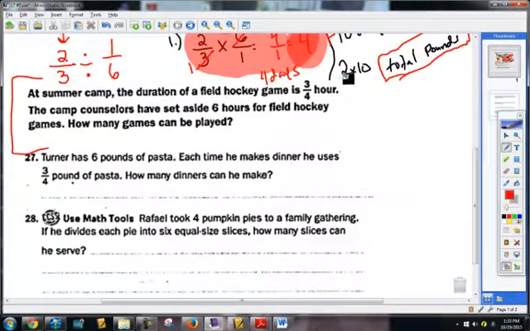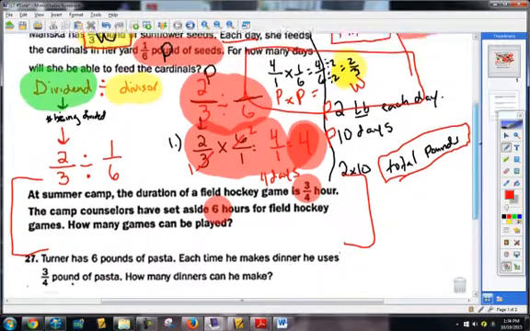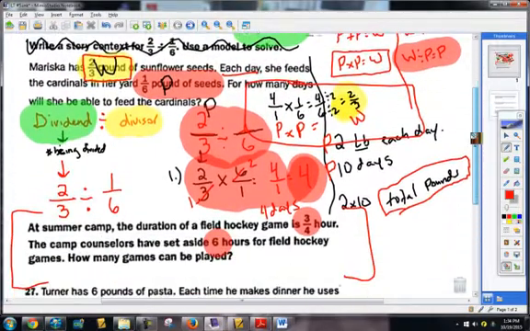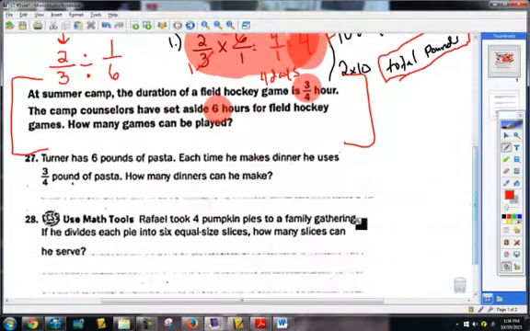At summer camp, the duration of a field hockey game is 3/4 of an hour. The camp counselors have set aside 6 hours for field hockey games. How many games can be played? So, once again, we're at the same process. You have to ask yourself, what's being divided? Now, like I said on Thursday before we had our long weekend, a lot of times in division problems, we are given the whole first, the dividend first. Okay? There's just a lot of times, like here, this is going to be dividend first.